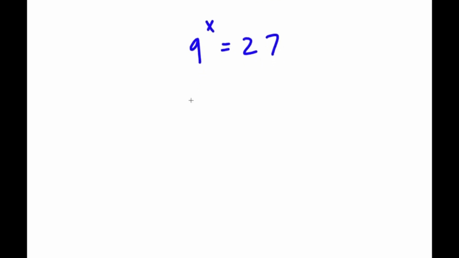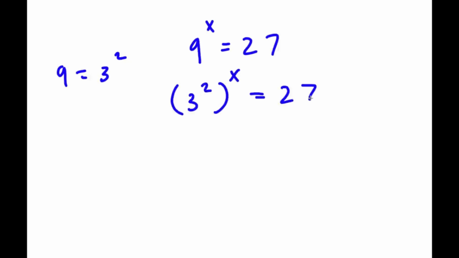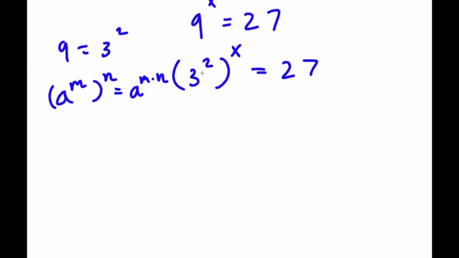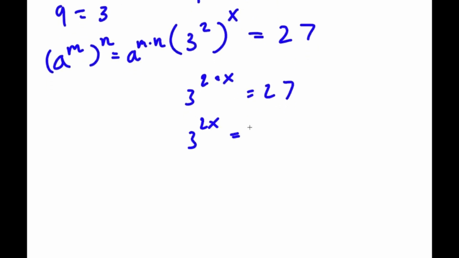Alright, so I'm assuming you guys paused the video and tried to solve the problem. So we have 9 to the power of x equals 27, and 9 is the same thing as 3 squared. So 9 to the power of x is going to equal 3 squared to the power of x, which is equal to 27. And if I have something in the form a to the power of m to the power of n, this is equal to a to the power of m times n. So 3 to the power of 2 to the power of x will equal 3 to the power of 2 times x. 2 times x is simply 2x. So 3 to the power of 2x is equal to 27.